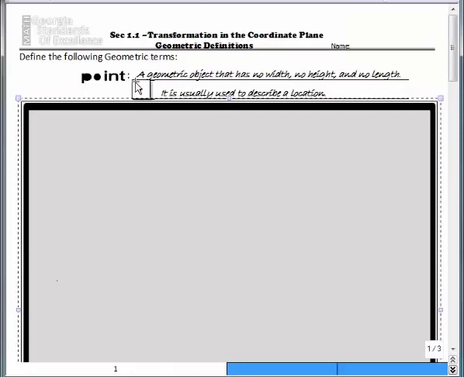Alright, so a point, you kind of have an idea. It's a pinpoint little distance of a location. It's the best way to describe it. It has no height, no width, and no length, so it's infinitely small.